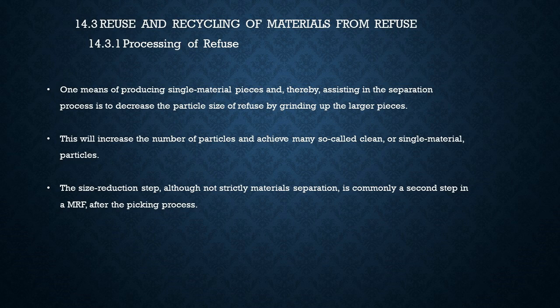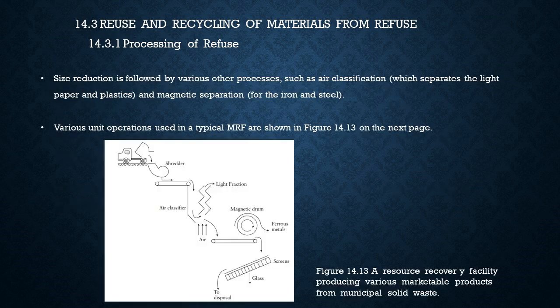The size reduction step, although not strictly material separation, is commonly a second step in a MRF after the picking process. Size reduction is followed by various other processes, such as air classification, which separates the light paper and plastics, and magnetic separation for the iron and steel. Various unit operations used in a typical MRF are shown in Figure 14.13 on the next page.